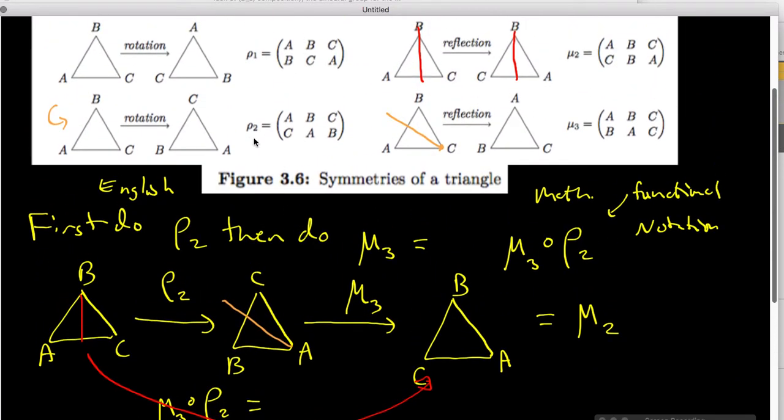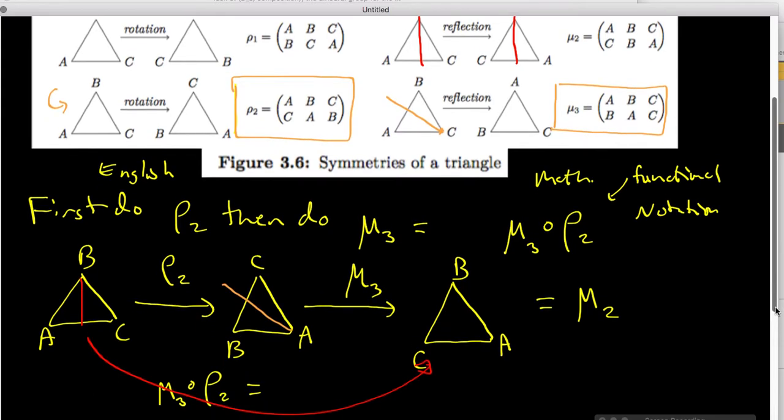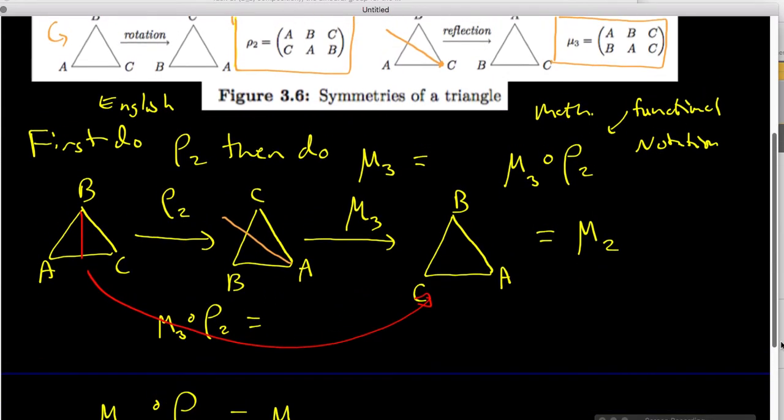So what I now want to do is focus in on looking at this way of denoting row 2 and this way of denoting mu 3, and see if I can use them to come up with a way of figuring out that the answer should be mu 2 without drawing all of the triangles. So let's write down those two things.